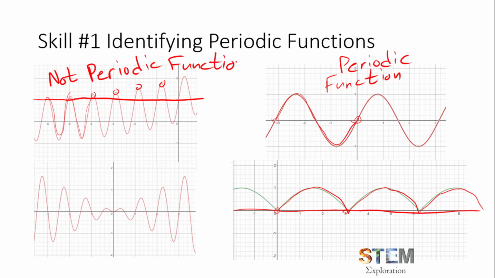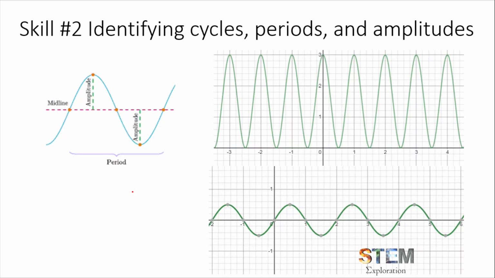And so we have to be mindful in looking for this. And the same type of thing here. I can say that it has the same pattern going both ways, but it's not periodic. It's not the same pattern over and over again. That's very key to keep in mind: if it's not a repeating function, it's not a periodic function. So with that said, let's talk about how we can identify things like cycles, periods, and amplitudes and that type of thing.